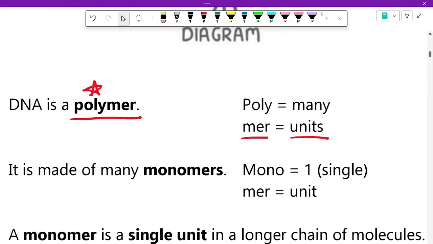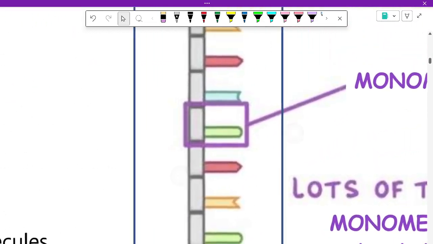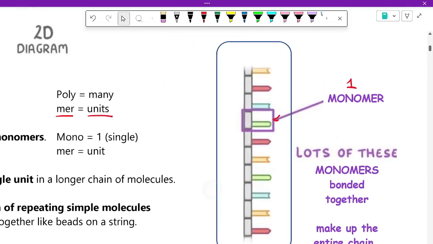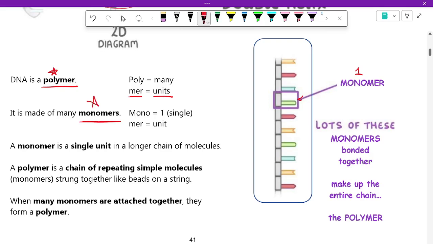Now, if you look at only one of those units, what's the prefix meaning one? Mono. So a monomer is a single unit. All right, so here we have lots of monomers stuck together, and this is one monomer. So monomer is a word you need to know. Polymer is a word you need to know.